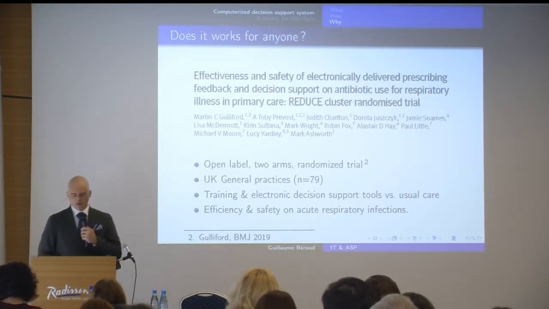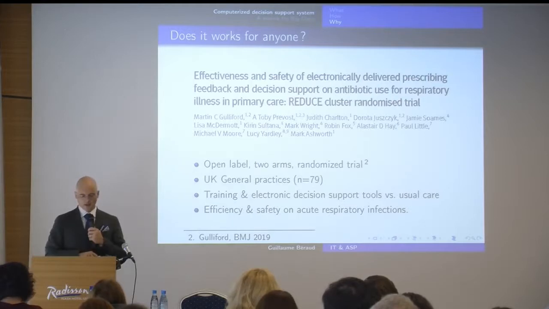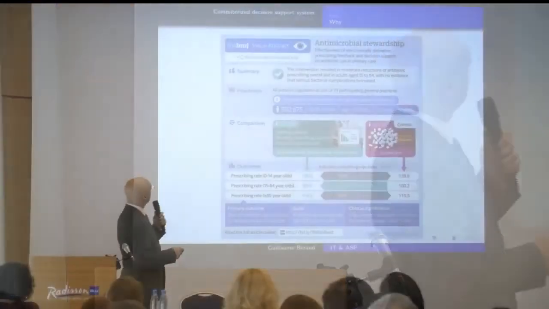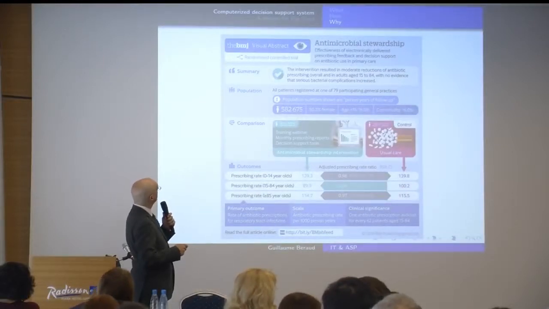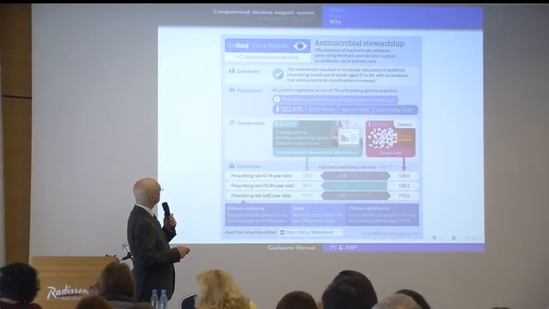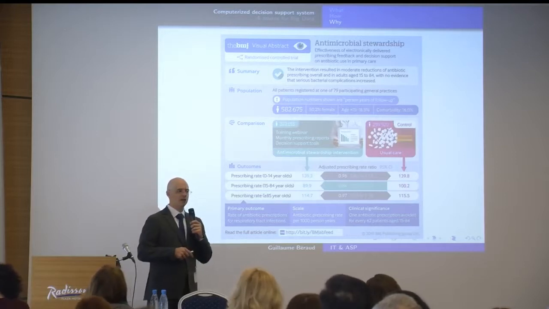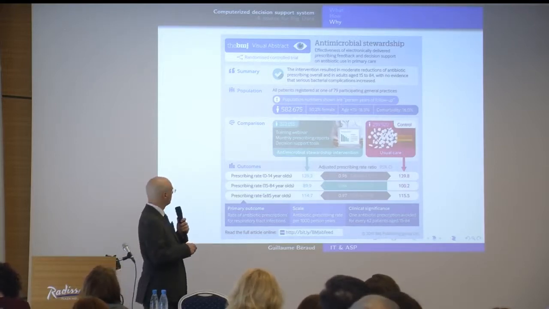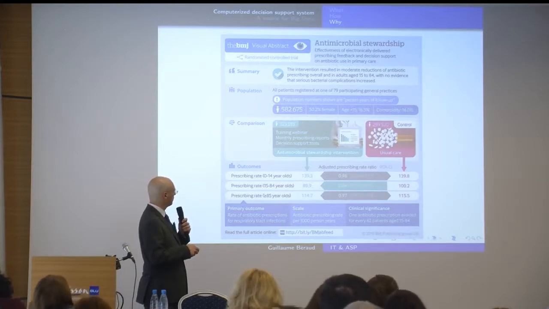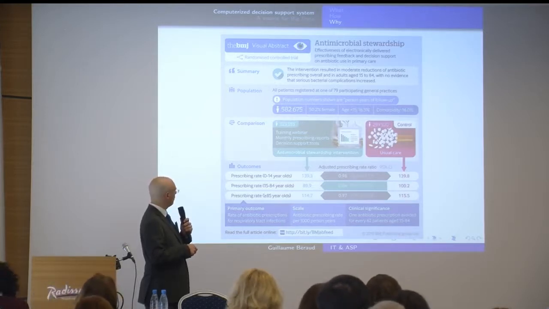Maybe not. So again, a study based in the UK, 2 arms, usual care and a computerized decision support system focusing on respiratory tract infection. Thousands of patients. Computerized, usual care, tons of patients, female, young, old, whatever you want. What they showed is that the prescribing rate of antimicrobials decreased for adults between 15 and 84. For the youth, no change. For the oldest people, no change.